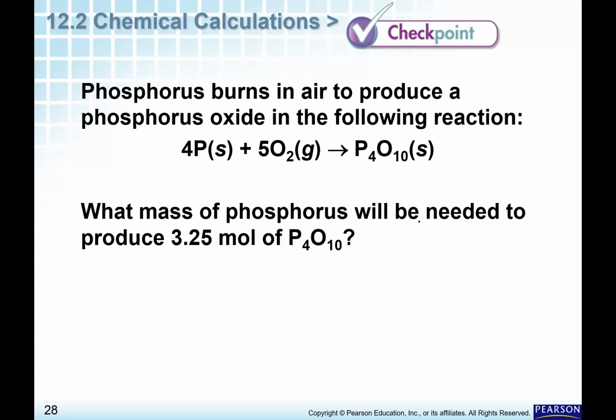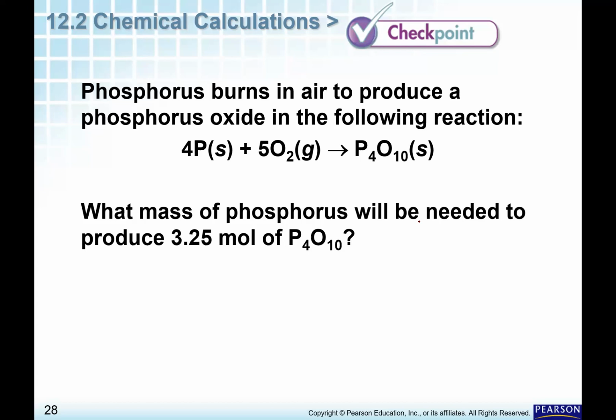Yalla, Dania. Let's read the question first, I'll read it with you. Phosphorus burns in air to produce a phosphorus oxide in the following reaction. The following reaction is in front of you: 4P solid plus 5 O2 to produce P4O10. What kind of reaction is this, Dania? That is combustion, right? Because oxygen is one of the reactants. Right. Is the equation balanced? First of all, that is the first thing you need to check. It is balanced, so we can use the coefficients in there.